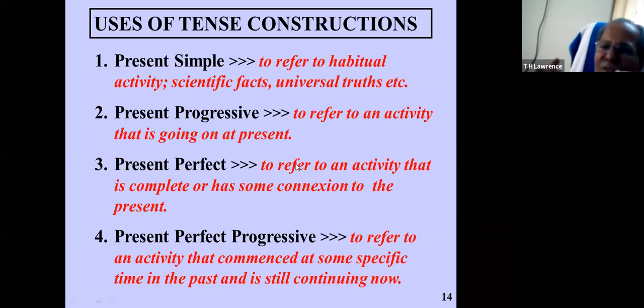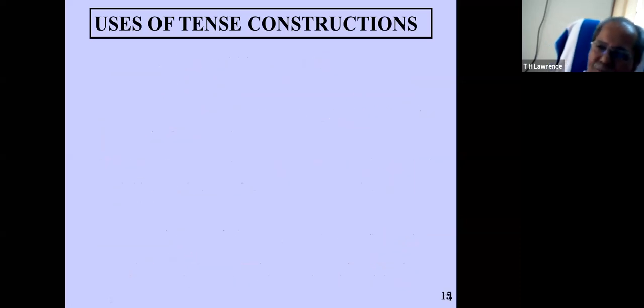Now, you have just had some exposure to the main uses of the present tense constructions. That is present simple, present progressive, present perfect, and present perfect progressive. Now, let's see the next.